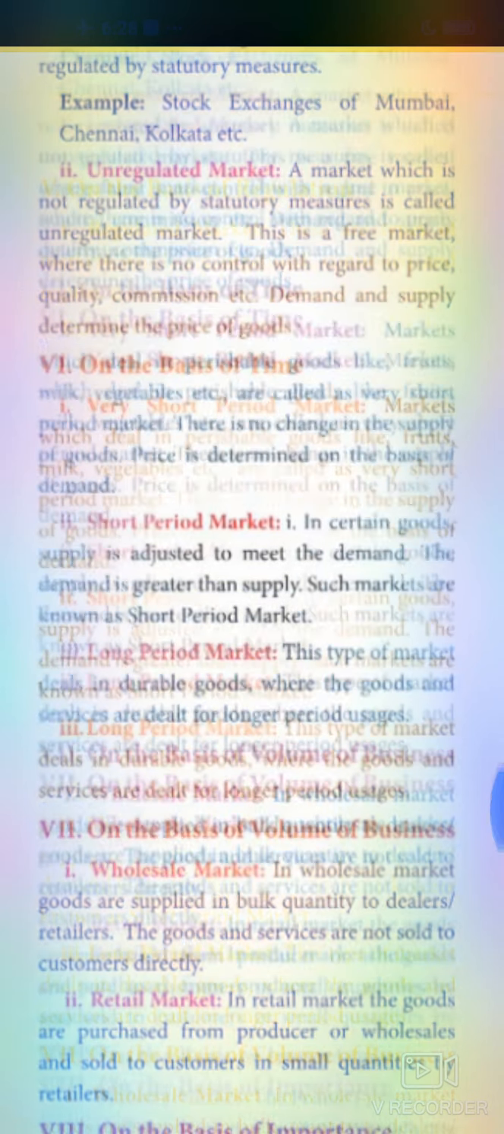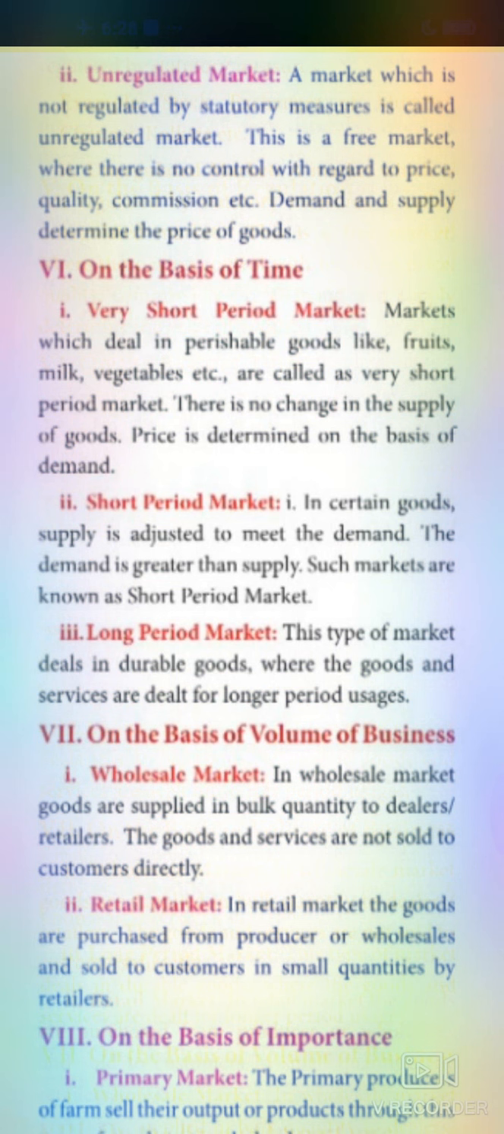Now next one is on the basis of time. Very short period market. Actually, these markets deal only with perishable goods like fruits, milk, vegetables, etc. That is very short period market, we can say. Only goods that last just one day are sold here. So there is no change in the price of the goods and the price is based only on the basis of demand.